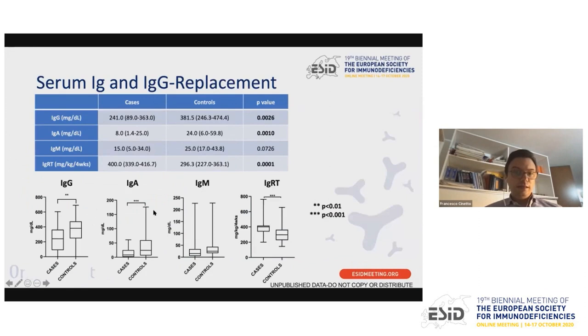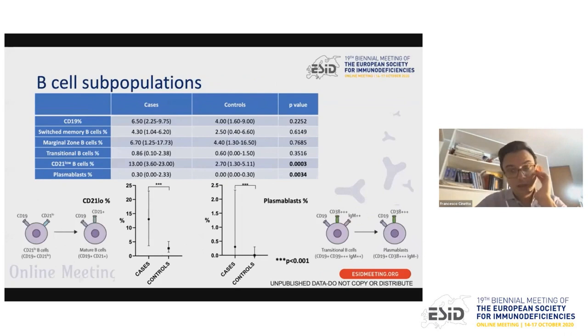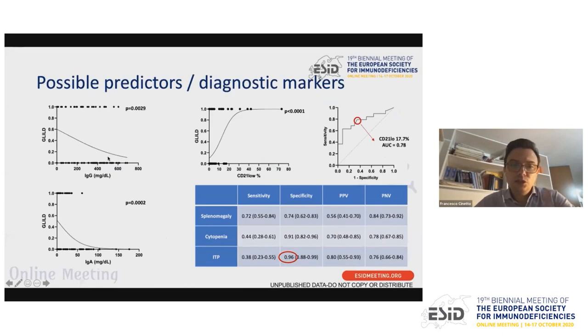Moving to the laboratory parameters, we found that GLILD patients presented significantly lower levels of IgG and IgA at CVID diagnosis, and they also required a significantly higher dosage of IgG replacement therapy in order to keep IgG trough levels similar to the non-GLILD patients. Moreover, in terms of B-cell subpopulation, we found GLILD patients presenting significantly higher circulating percentages of CD21 low activated B cells. So this considered, we can say that the lower the IgG level and the IgA level at CVID diagnosis, and the higher the CD21 low percentage in the context of GLILD suspicion, the higher is the probability to diagnose GLILD.